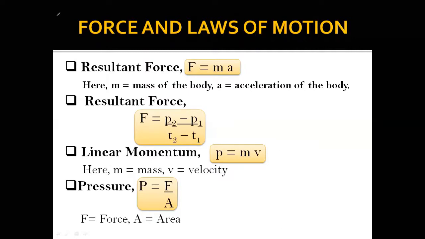Now let's go with the formulas of chapter 2, that is force and laws of motion. So the very first formula is F is equal to ma, means force is equal to mass into acceleration. Here m is the mass of the body, a is the acceleration of the body. So here is the first formula.